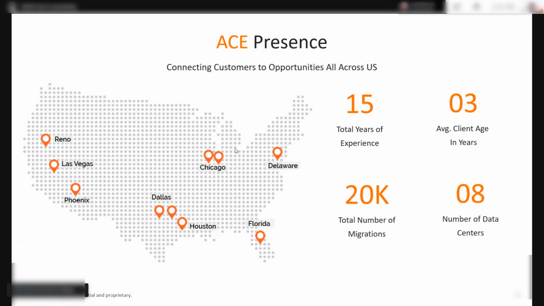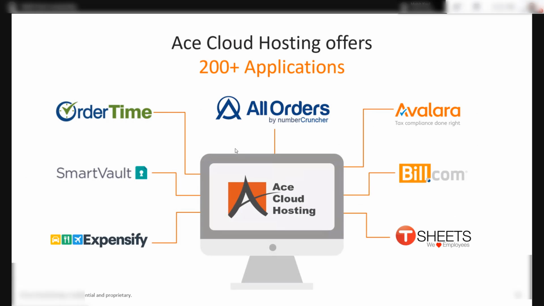Now, these are the data center locations that ACE Cloud Hosting has. It has 7 to 8 different data center locations situated from East Coast to West Coast, has an experience of 15 years, as I previously mentioned. And an average client with ACE Cloud Hosting is supposed to be for 3 years. As we mentioned, it can integrate with multiple applications, be it Order Time, All Orders, any inventory application, any reporting application, any timekeeping application. ACE will integrate all your applications together on the cloud, will give you a private server environment, highly scalable as required.